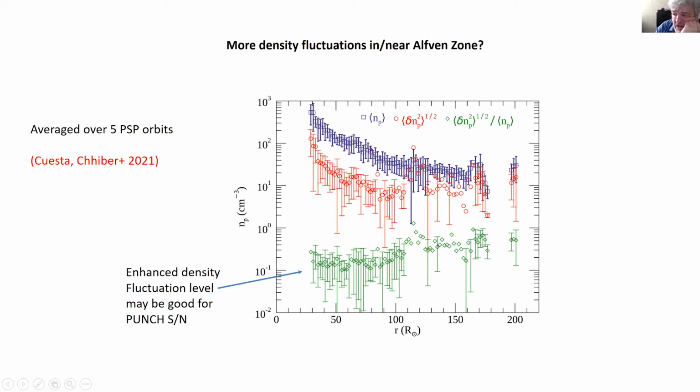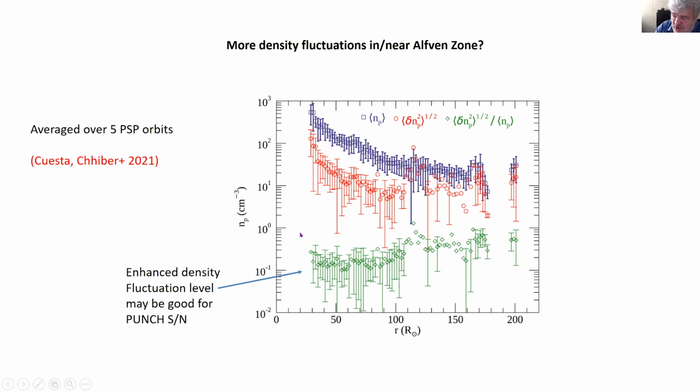So another interesting feature, and this is from recent work done by Manuel Cuesta and Rohit Chhiber, averaging over 5 Parker orbits, is that if you look at the proton density and its standard deviation, and also delta rho over rho, here's delta rho over rho at the bottom. You see that as you move in, and these are the averages and standard deviations about the averages from 5 Parker orbits, there's a suggestion that inside of 50 or 70 solar radii, the fractional density fluctuations actually start to go up.